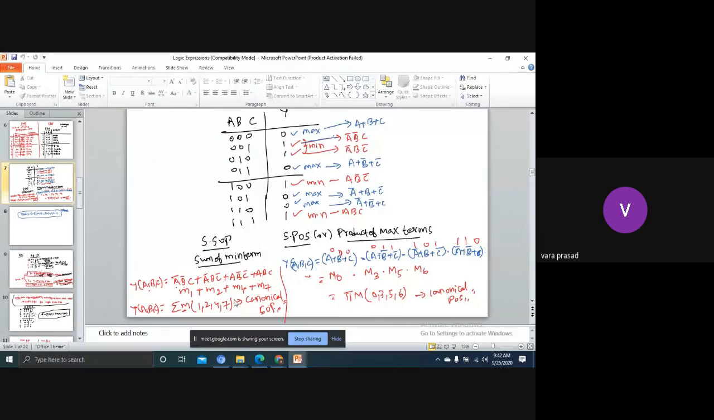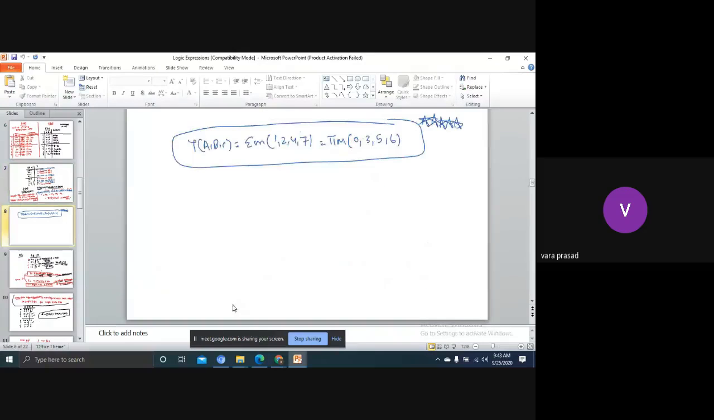If you observe these two, max terms and min terms: here 1 is there, here 1 is not there. Here 2 is there, 2 is not there. 4 is there, 4 is not here. 7 is there, 7 is not here. Here 0 is there, but 0 is not there. 3 is there here in the max terms, here it is not there. Based on that, I have given a very important note.